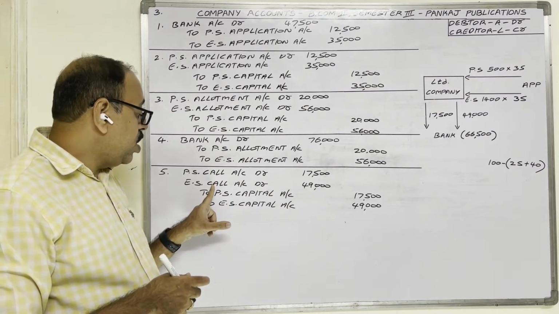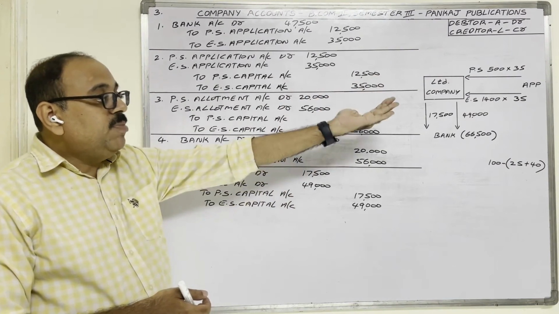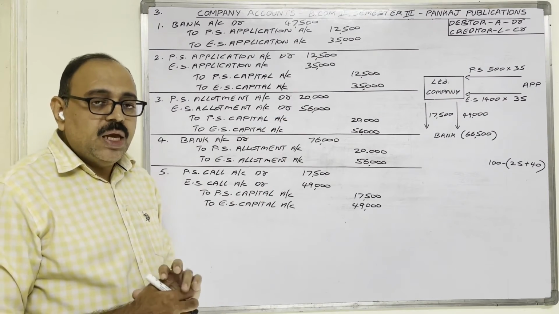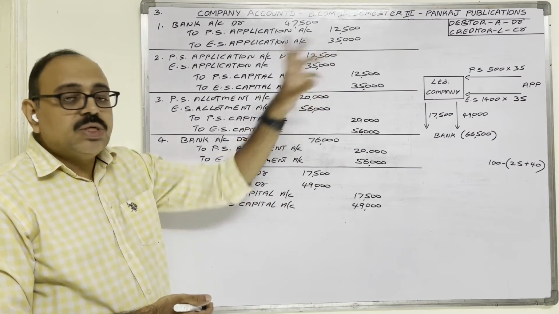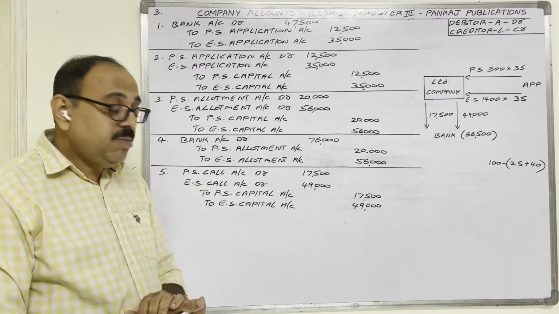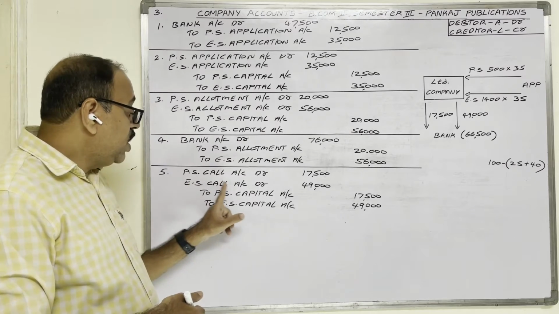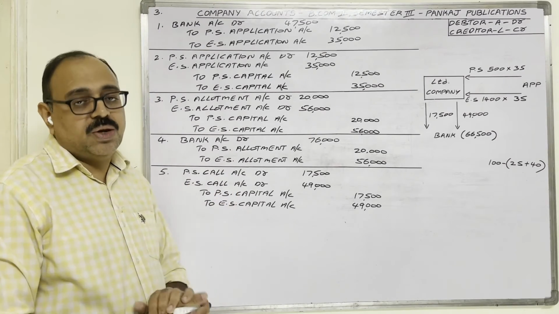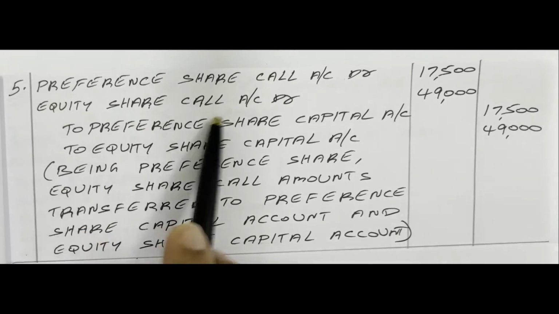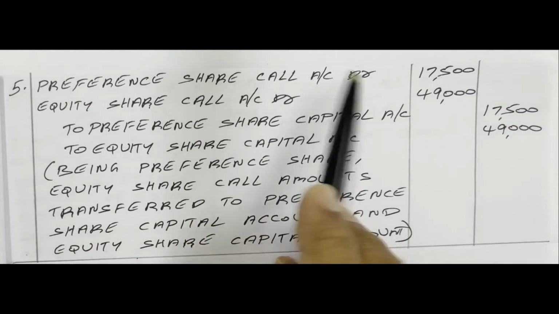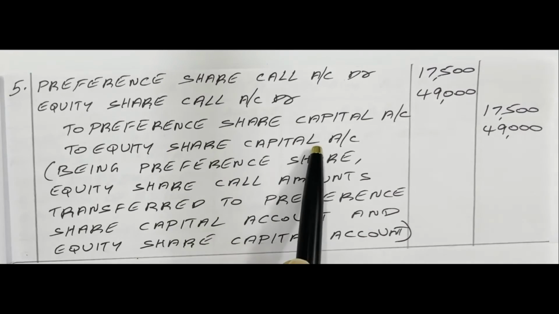Why are the preference share call and equity share call accounts debited? These two amounts we should receive from applicants. So to the company, applicants are debtors for these two amounts. They have to pay. Debtor is an asset. Asset shows a debit balance. Instead of writing applicants' names, we are writing these two words. Therefore, preference share call account, equity share call account. These two accounts are also personal accounts because instead of writing applicants' names, we are writing these accounts. This is the fifth entry: preference share call account debit, equity share call account debit, to preference share capital account, to equity share capital account.